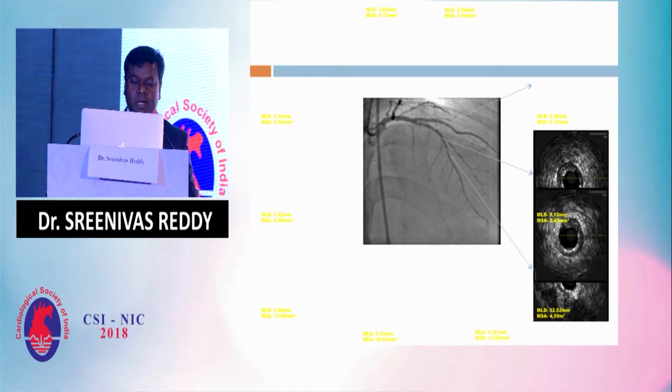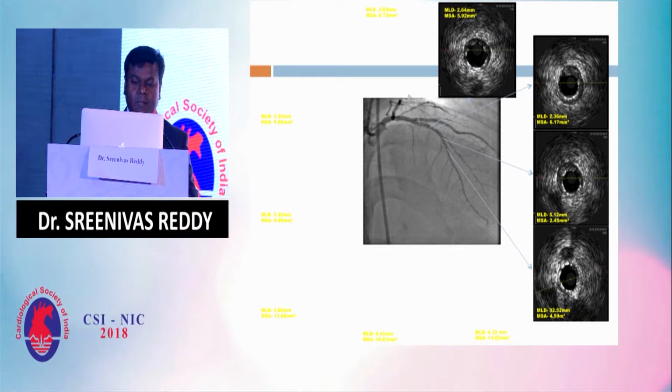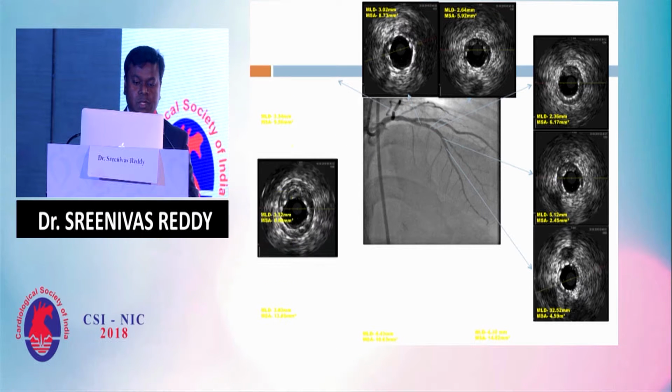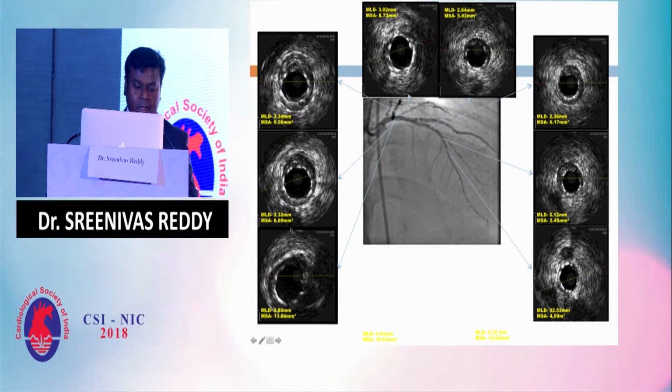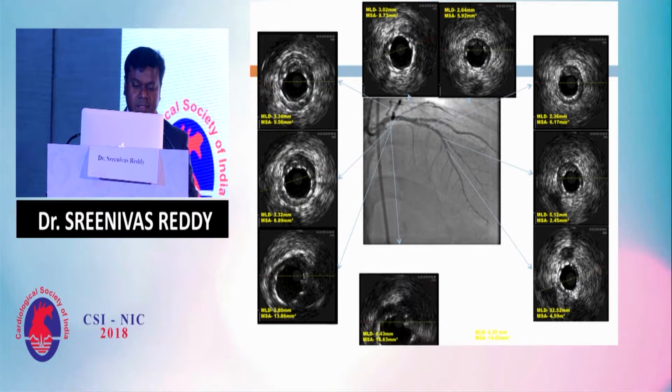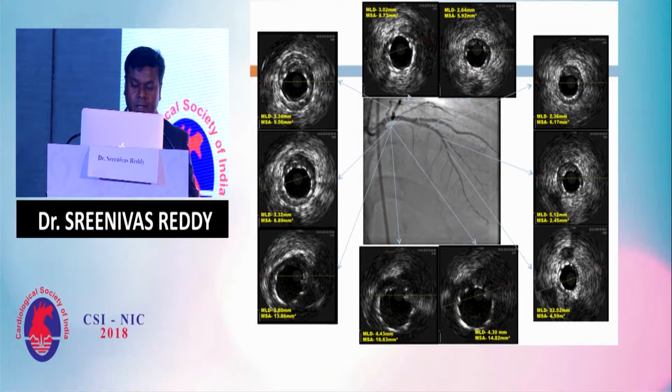Taking a pullback from LAD to LM, you should achieve good luminal diameter. Proximal to the ostial LAD, you have 3.32 and 8.89, close to 9 mm, and in the distal left main there is slight eccentricity, and here in the left main it is close to 14.